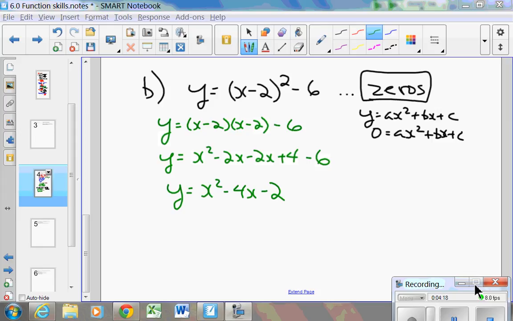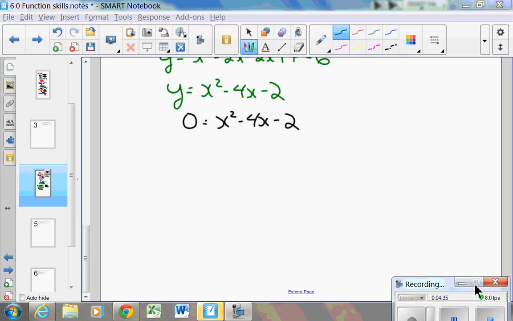We're supposed to solve this now. We want 0 equals x squared minus 4x minus 2. If you look at that equation, nothing multiplies to give me -2 and adds to -4. So let's use the quadratic formula.